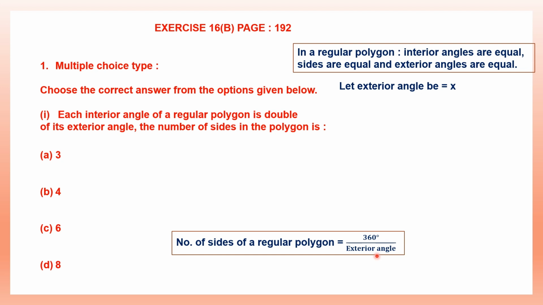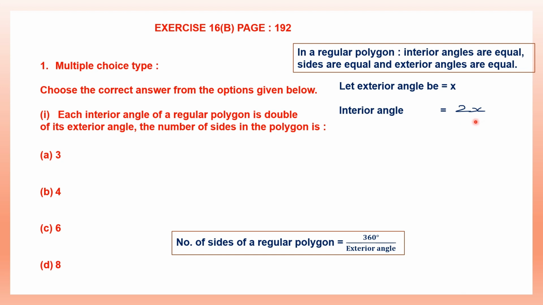So let's start by saying let the exterior angle be x. That means the interior angle will be 2x. Why will it be 2x? It will be 2x because here it says each interior angle is double the exterior angle. Double, that's why 2. So the exterior angle is x, the interior angle is 2x.